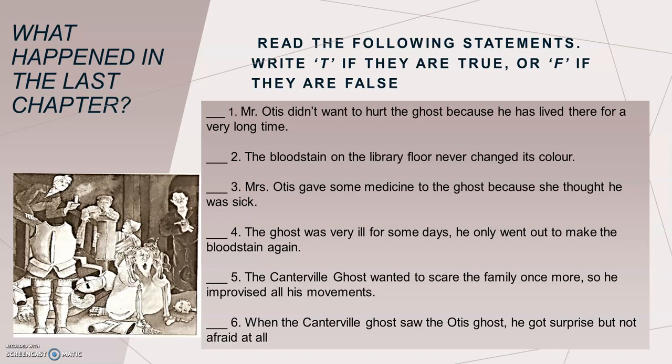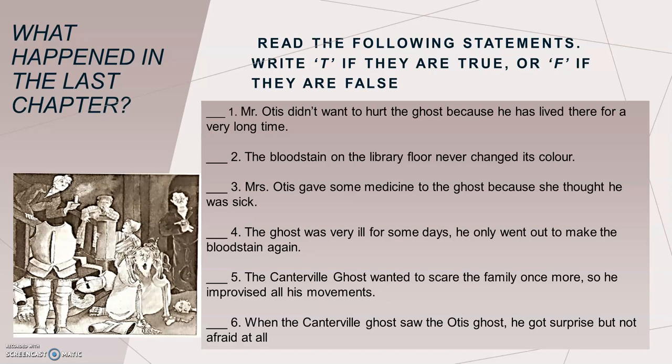1. Mr. Otis didn't want to hurt the ghost because he has lived there for a very long time. Number 2. The blood stain on the library floor never changes its color. 3. Mrs. Otis gave some medicine to the ghost because she thought he was sick. 4. The ghost was very ill for some days. He only went out to make the blood stain again.